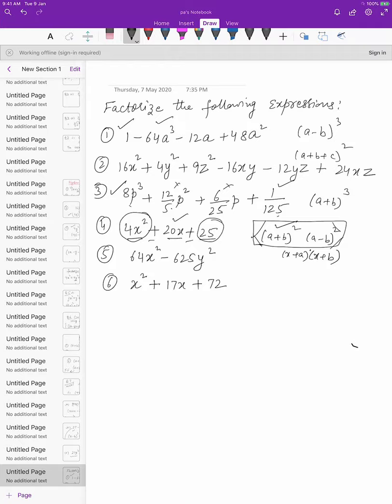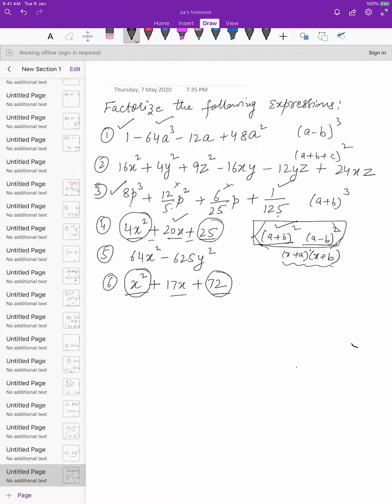Skip out 5 and look at the 6th one. Again there are 3 terms. Okay, 3 terms doesn't always mean (a + b)² or (a − b)². It could be (x + a)(x + b) as well. Now how to decide? Because for (a + b)² and (a − b)², I need 2 perfect square terms. But here you have only one perfect square term, that is x². 72 is not a square of any number.